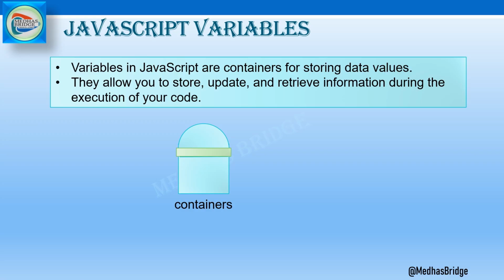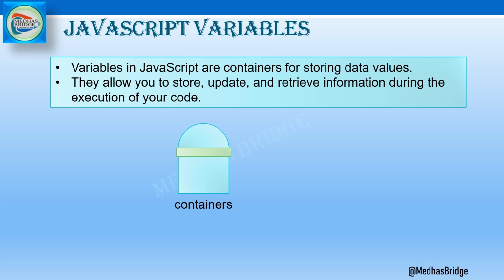Let me tell you one thing. Always consider you have a container where you are placing your content. These containers we can call variables. When you have a container, you have to name the container to identify it. So the name given to a container is known as a variable. Variables in JavaScript are containers for storing data values. So that is how you have to understand it.